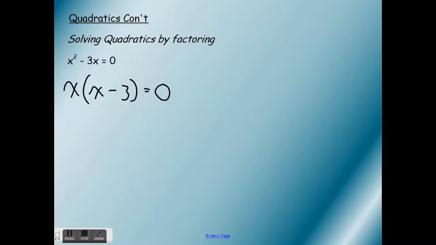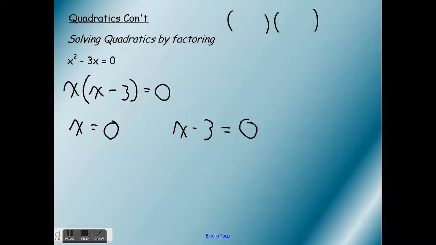Now what you can do is take each part here. If we wrote out the question with 2 sets of brackets, like we normally have done, you take each set of brackets separately and set them equal to 0. So with this one, I'm going to have x is equal to 0, and x minus 3 is equal to 0. I'm going to take the 2 parts apart and set them both equal to 0. Because if you think about it, if I want this to be equal to 0, either this has to equal 0 or this has to equal 0.